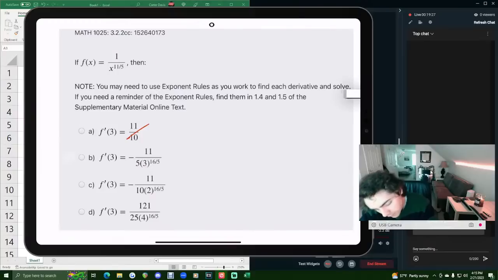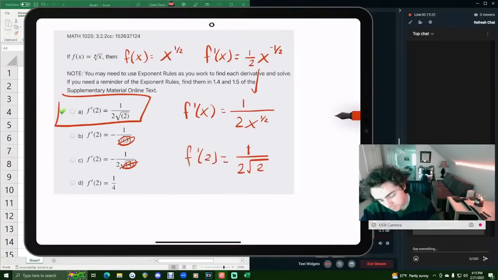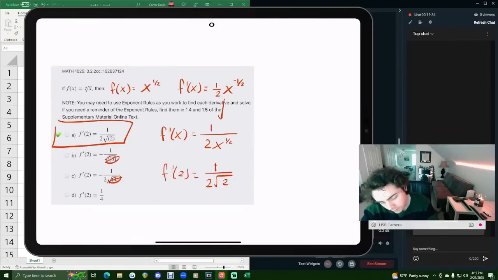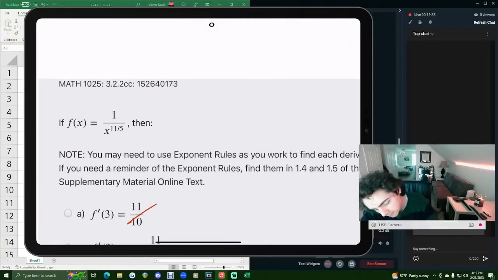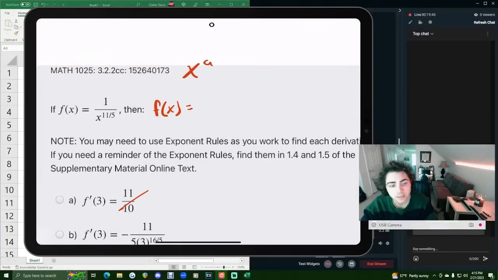Another function that we have to rewrite in the form of x to the a. So in the last one we saw that when we have a root, we need to rewrite the function so that it's x to the a. Here we have an x term in a denominator that we want to rewrite so that it's in x to the a form.